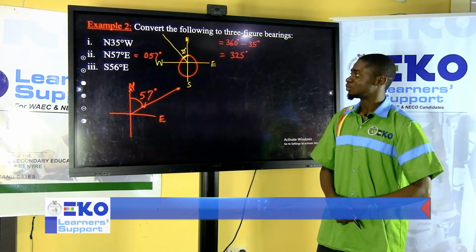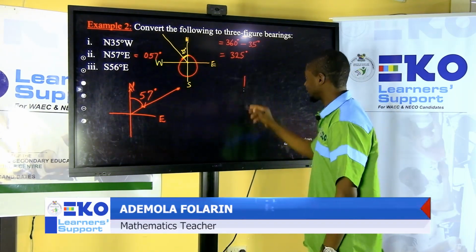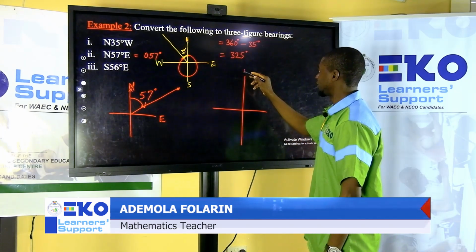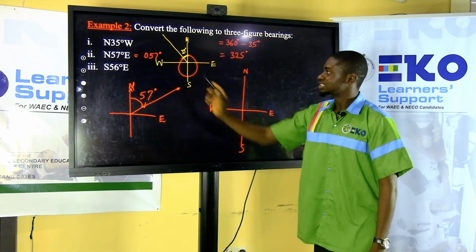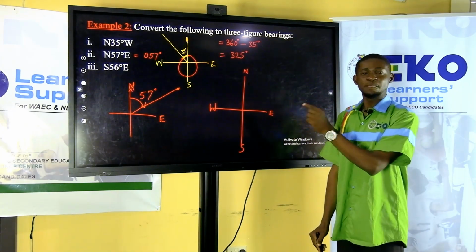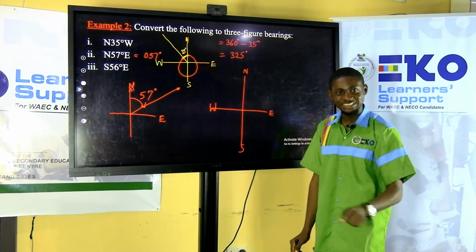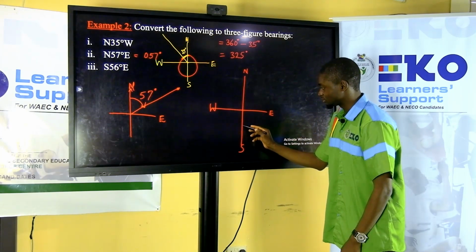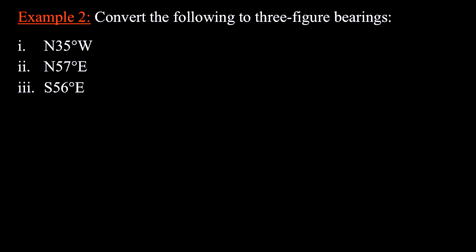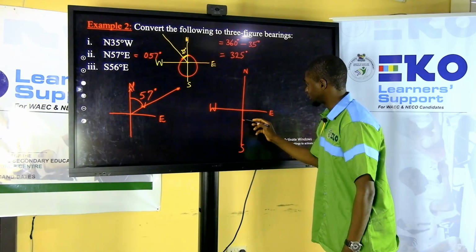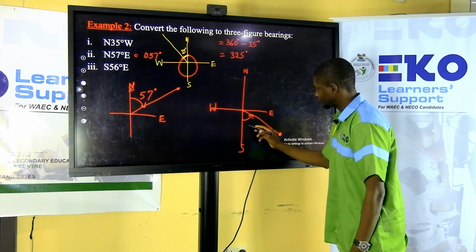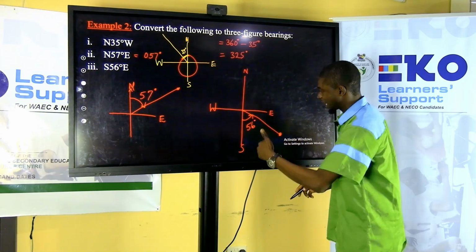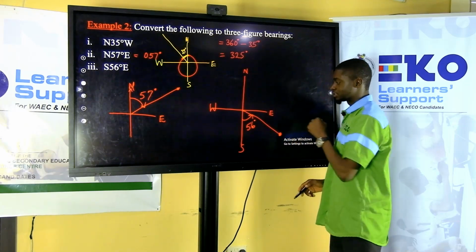So let's take a look at the last one. Southeast. North, east, south, west. South 56 degrees east. You start your reading from the south. South 56 degrees east will probably be somewhere here. 56 degrees east. Southeast. South 56 degrees east.